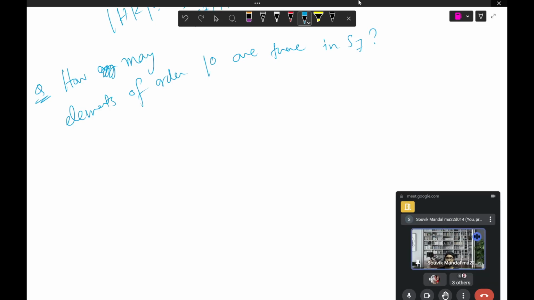So you can consider the situation that if we have a composition like sigma 1 compose sigma 2 compose sigma 3 and so on, then the order of the composition is the LCM of the order of sigma 1, order of sigma 2, order of sigma 3, and so on. Only this way can give you the element order. Correct. So tell me how many elements of order 10, think about it.